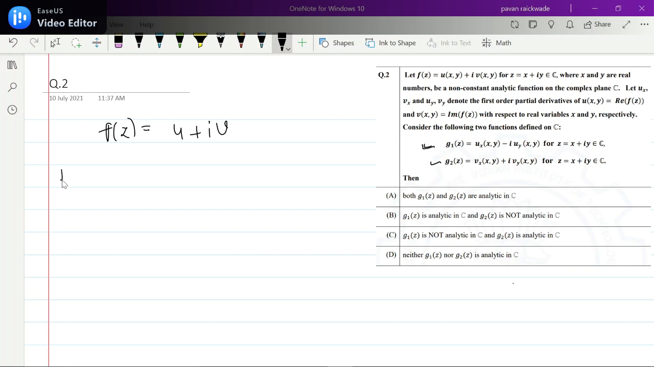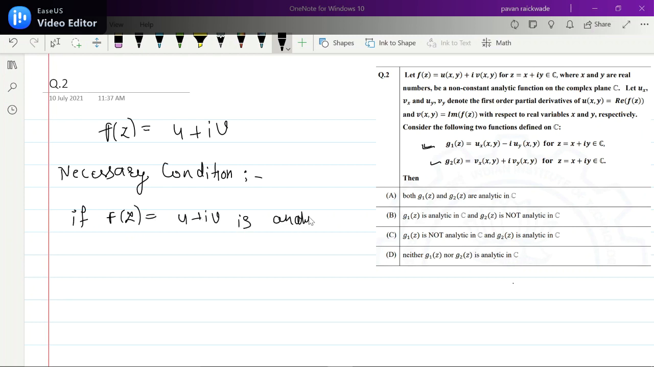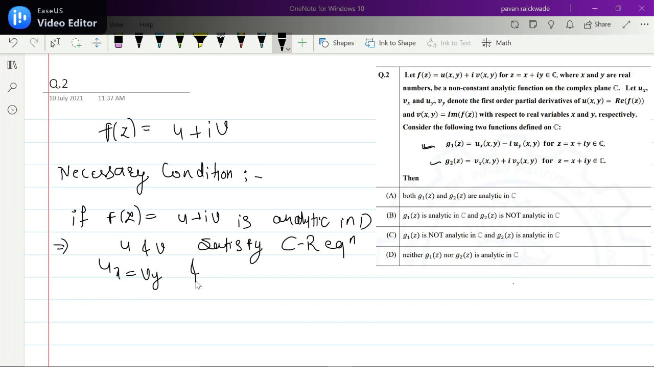So what is the sufficient condition? First thing is the necessary condition. We will eliminate one function by the necessary condition. Necessary condition says कि if the function f of z equal to u plus iv is analytic in domain D, which implies the component functions u and v satisfy the CR equations, right? CR equations are simply ux equals vy and uy equals minus vx.